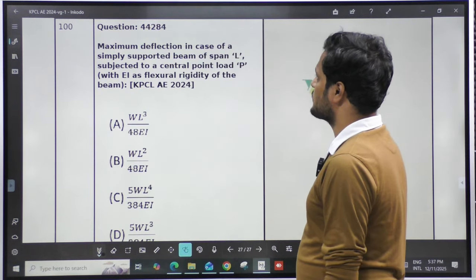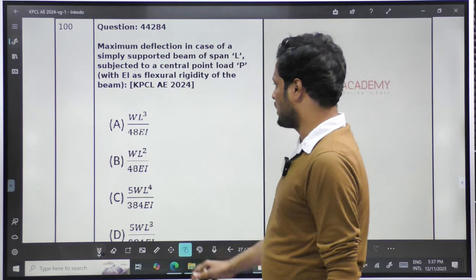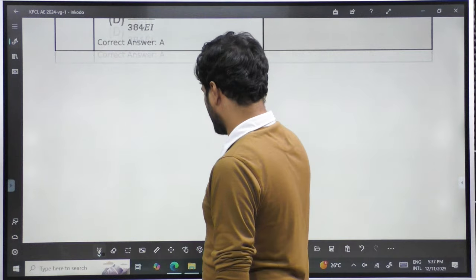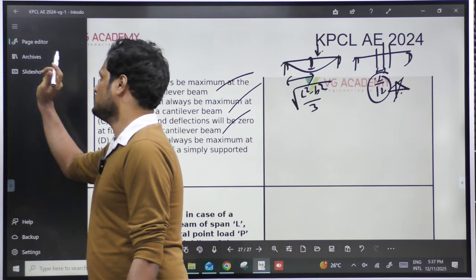Maximum deflection in case of a simply supported beam with center load is WL cube by 48 EI. Direct question. That's all.